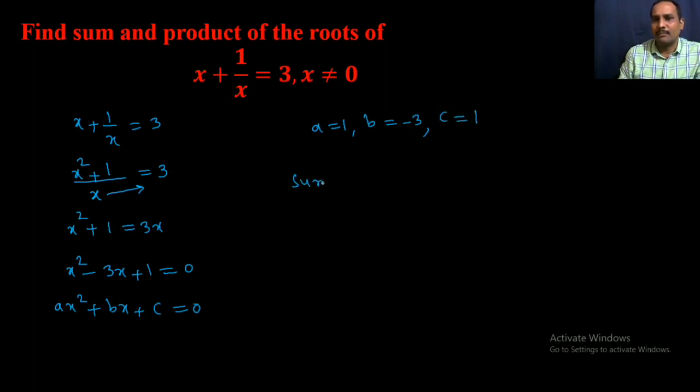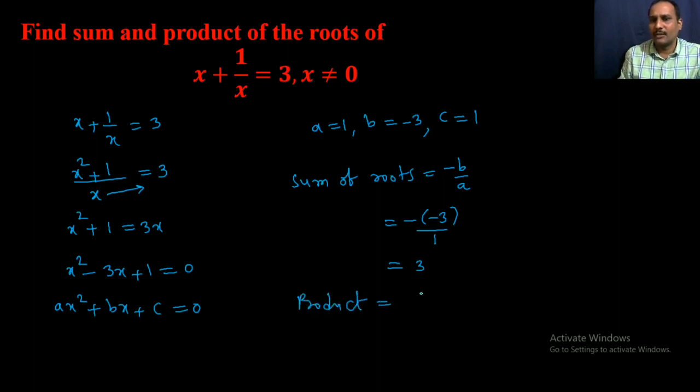So what is the sum of the roots formula? Sum of the roots equal to minus b by a. That is minus of minus 3 by 1, that is plus 3 by 1, that is 3. And what is the product of the roots? Product equal to c by a, and c is 1 and a is also 1. So 1 by 1, and the product of the roots is 1. In all these problems, without knowing the roots, we got the sum of the roots and the product of the roots.